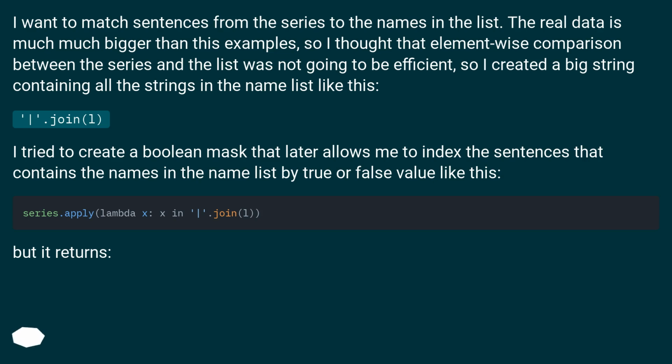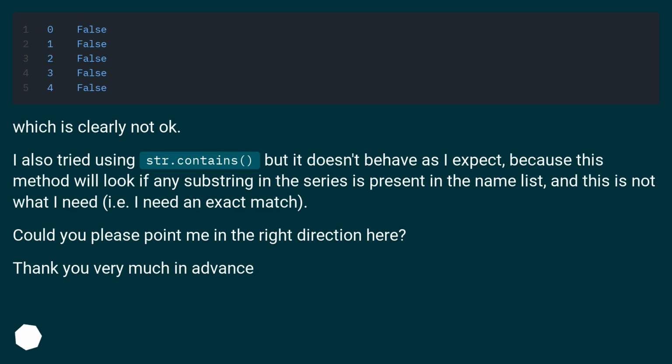I tried to create a Boolean mask that later allows me to index the sentences that contain the names in the name list by true or false value like this. But it returns which is clearly not okay.